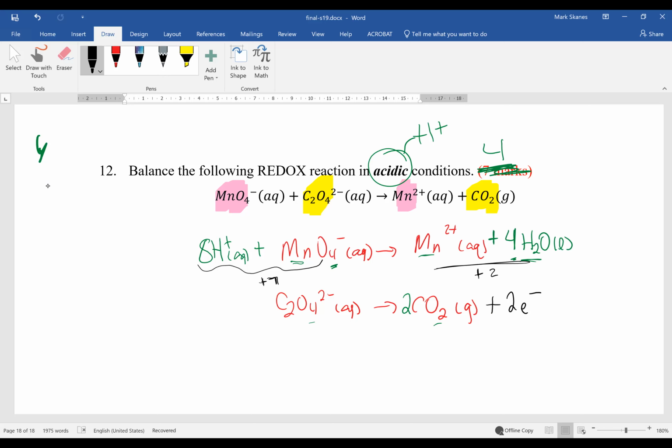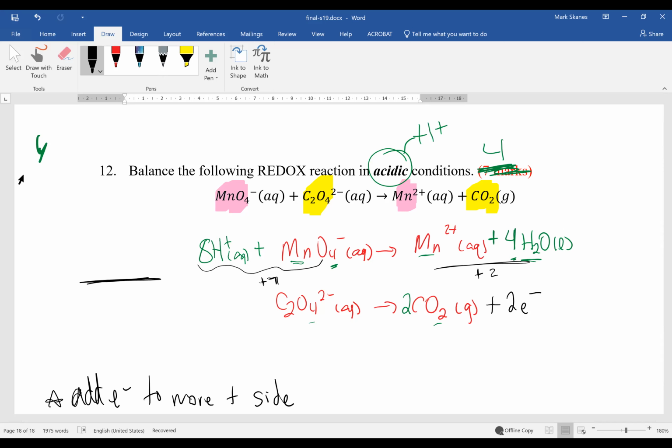Which means I need to add electrons over here. You always add electrons on the more positive side. Sorry. I think I like writing in Word better than I like writing in PowerPoint. That shouldn't be a thing. But anyways, okay. So add electrons to the more positive side.